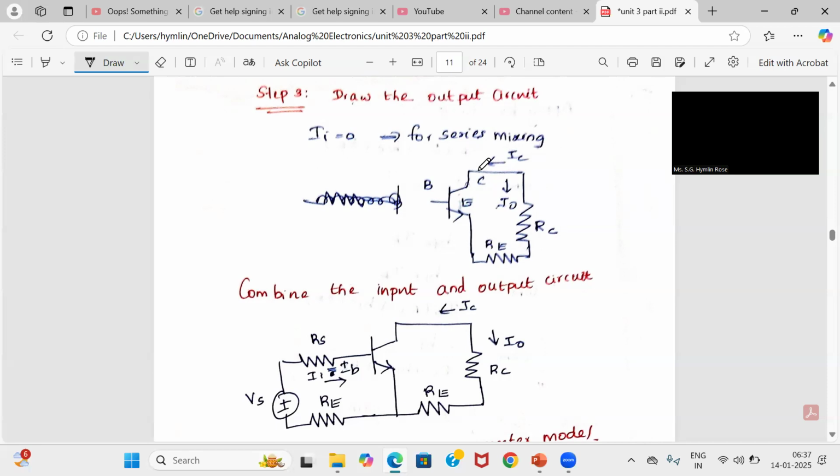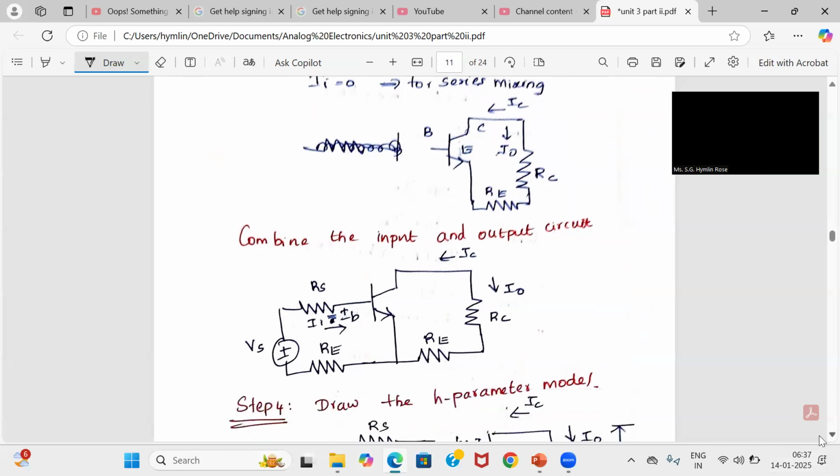Next, combine both the input circuit and the output circuit. This is your input circuit and output circuit. Now, as per the diagram, how many feedback resistors do you have? Two feedback resistances, as it is common to both the input and the output circuit.